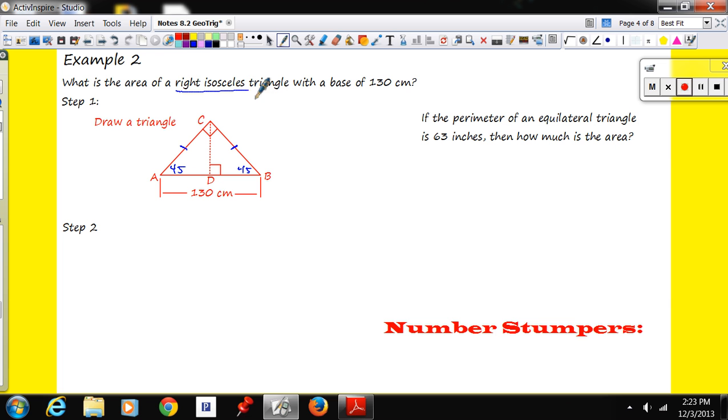So whenever you see the words right isosceles triangle, the only option is a 45, 45, 90, because you've got your two equal sides with your two equal angles. Your two 45s make your two equal sides. So it has to be a 45, 45, 90 to be a right isosceles triangle. What we need to do is find the area of it. We know the base is 130.